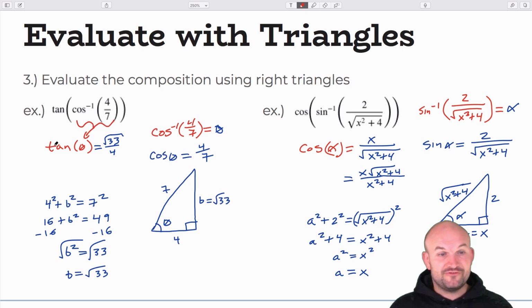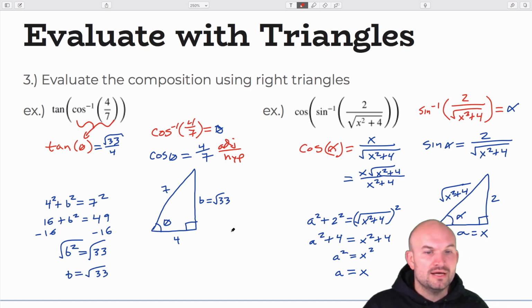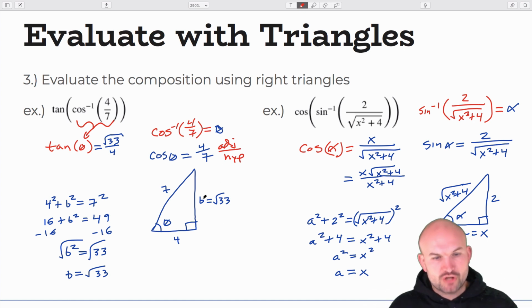So now I need to figure out what is the tangent of theta. Here's the nice part. If I have cosine inverse of 4 over 7, this goes back to our first lesson. This is enough information to draw a triangle. Cosine of theta equals 4 over 7. That is your adjacent over your hypotenuse, right? It's not on the unit circle, so it's not the x-coordinate. It's not on a coordinate grid, so it's not x over r. It's the adjacent over hypotenuse, so draw a triangle.